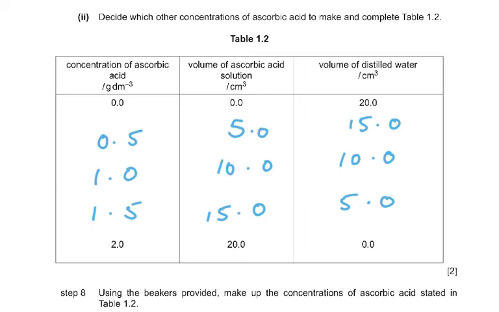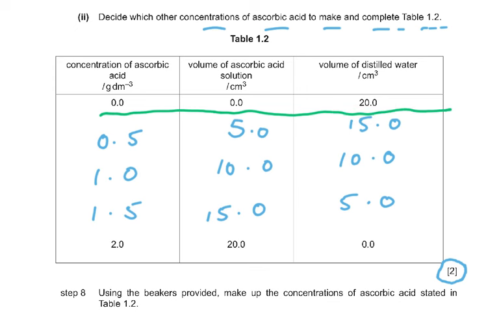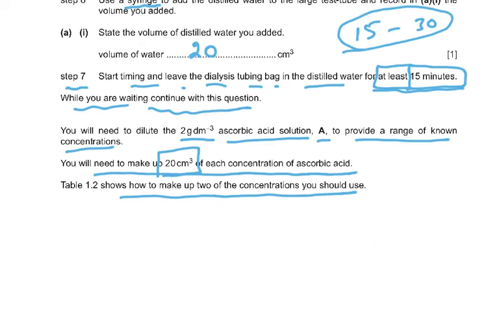Now in this part 2, this is for 2 marks. I mean, everybody should get these 2 marks. There's no reason why you shouldn't get these 2 marks. Decide which other concentrations of ascorbic acid to use. They had given you the first line. The total volume should have been 20. That was written in the question. It said, you will need to make 20 cm³ of each concentration of ascorbic acid.